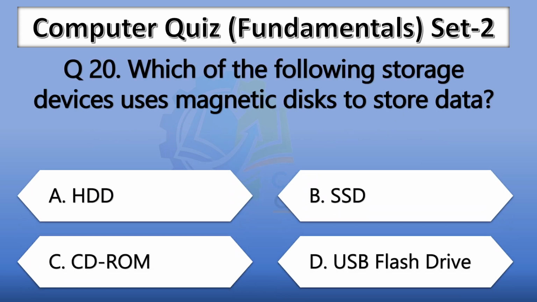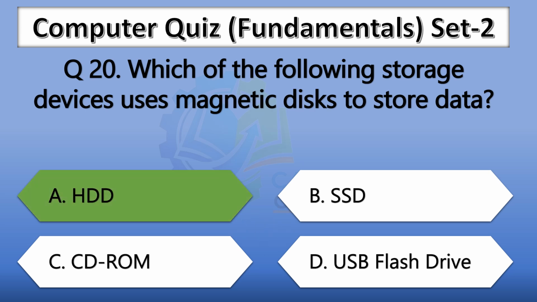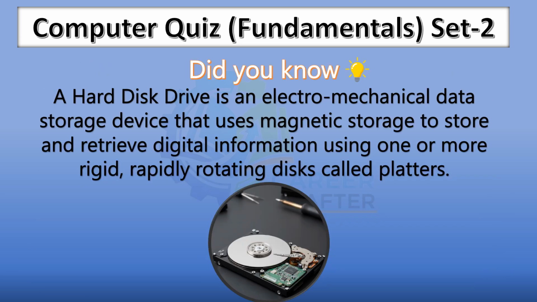Which of the following storage devices uses a magnetic disk to store data? The options are HDD, SSD, CD-ROM, or USB flash drive. The correct option is HDD. A hard disk drive is an electromagnetic data storage device that uses magnetic storage to store and retrieve digital information using one or more rigid, rapidly rotating disks called platters.